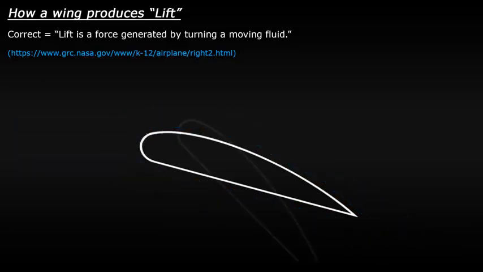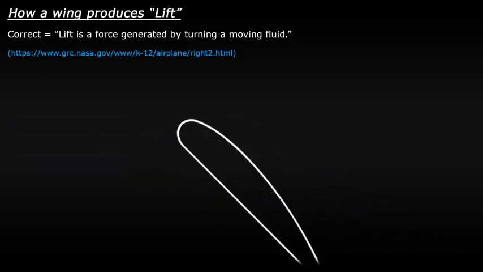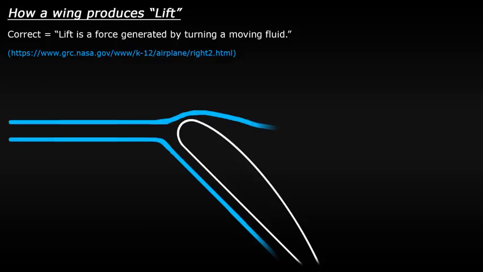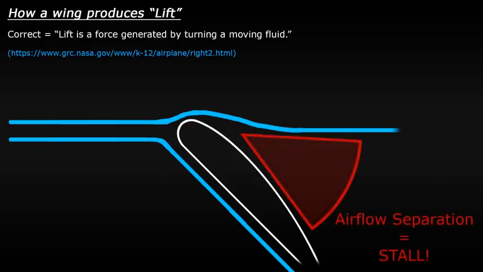Now, there is a danger to increasing the angle of attack. If you increase that angle too much, there will come a point where the airflow cannot turn and follow the top of the wing. When this happens, the airflow will separate from the top of the wing. This is what happens when an aircraft stalls. There is no steady flow of air over the wing, therefore the wing stops producing lift and the plane begins to literally fall out of the sky.